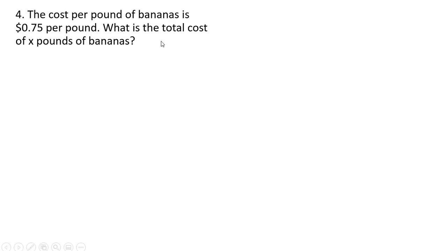The cost per pound of bananas is 75 cents per pound. What is the total cost of X pounds of bananas? The total cost will just be 0.75 times the number of pounds of bananas, which is represented by X.